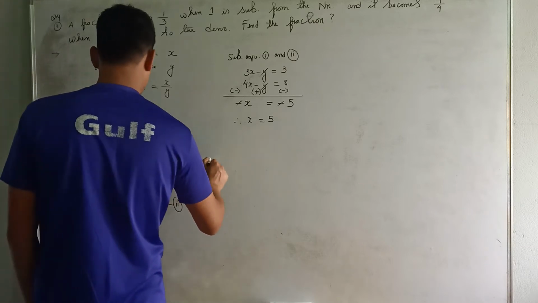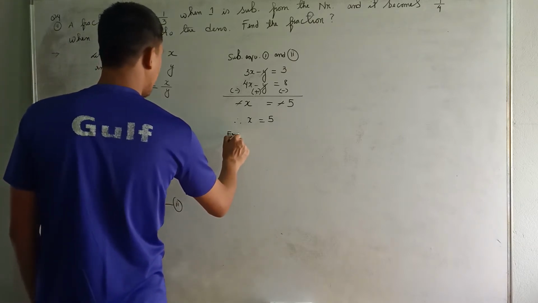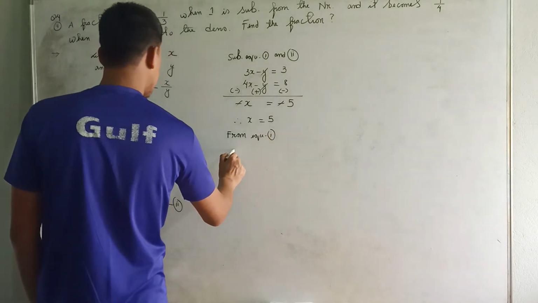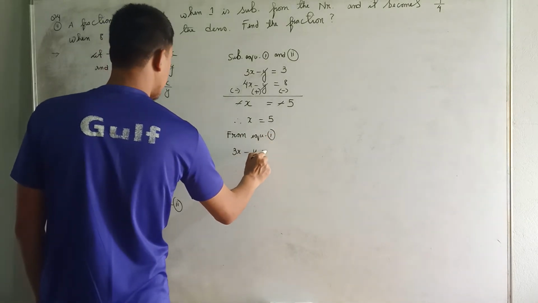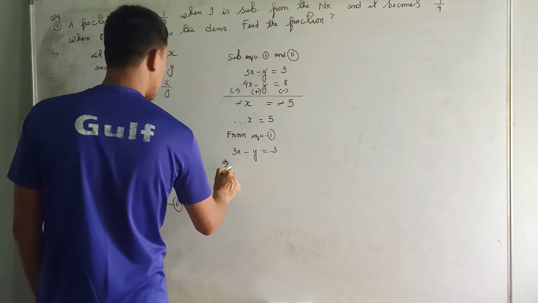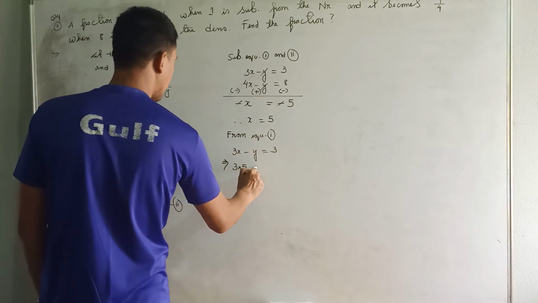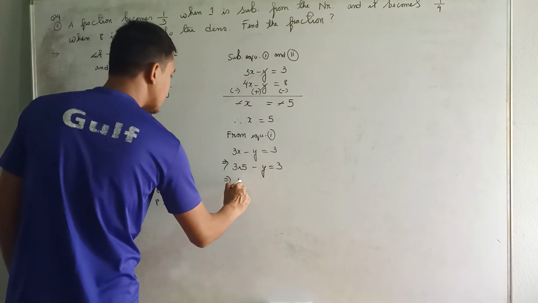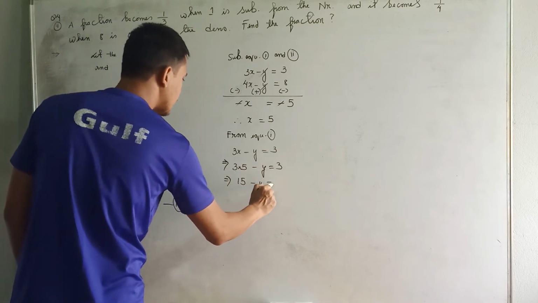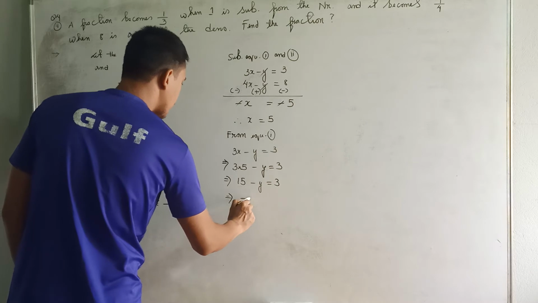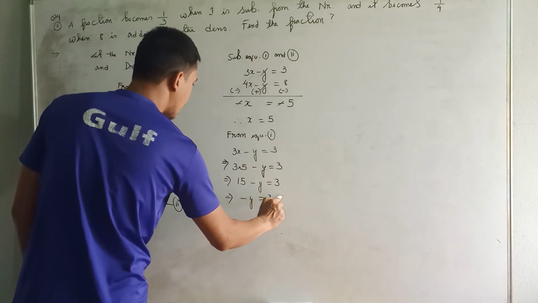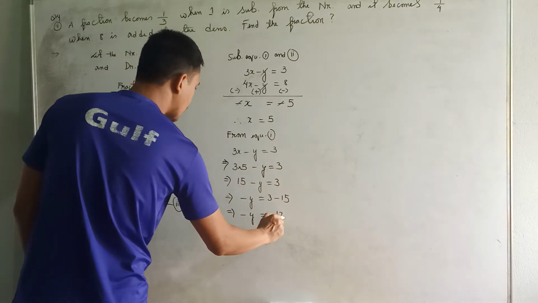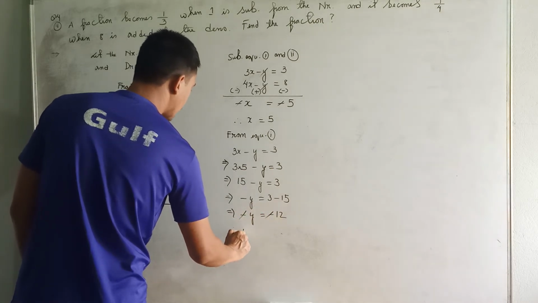So from equation 1 again, let me find out y. Your equation 1 is 3x minus y is equal to 3. This implies 3 into x, which is 5, minus y is equal to 3. 3 fives are 15, so 15 minus y is equal to 3. So minus y is equal to 3 minus 15. So minus y is equal to minus 12. Therefore y is equal to 12.